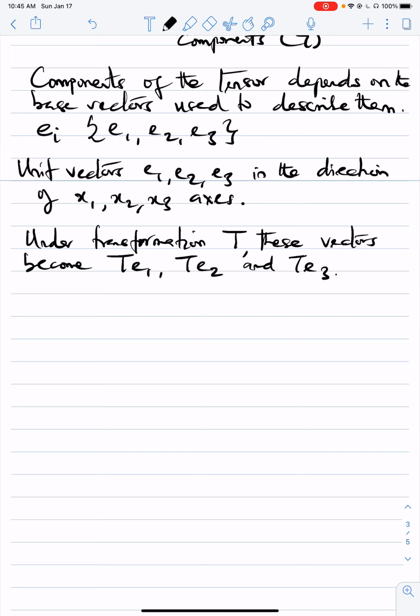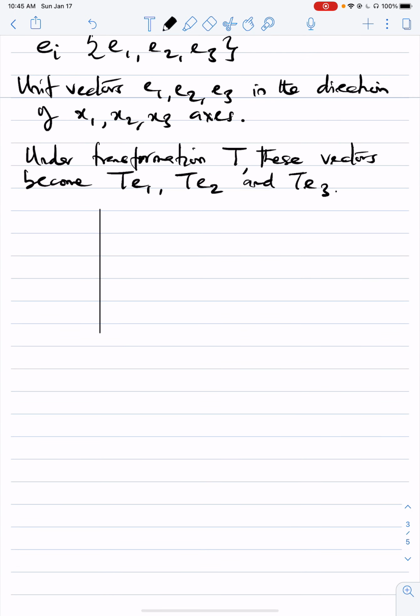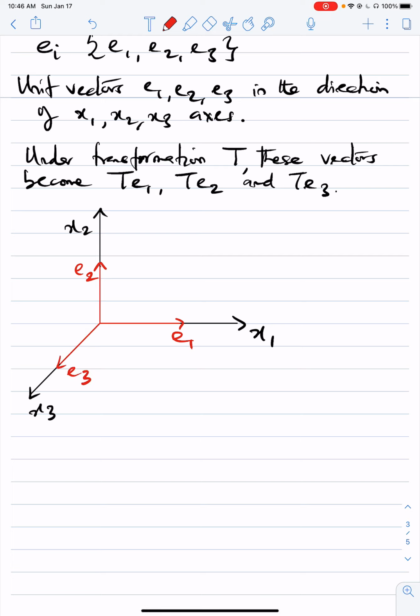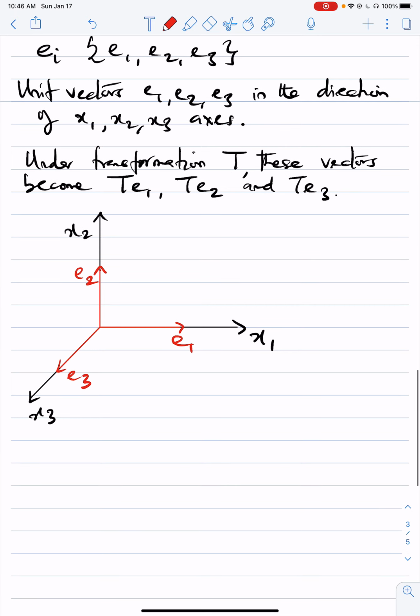Sometimes it's very good to understand this graphically. So this is x1, x2, x3. Then we have the vectors e1, e2, e3. You see the unit vectors e1, e2, e3 in the direction of the x1, x2, and x3 axes. They are in this direction, right?